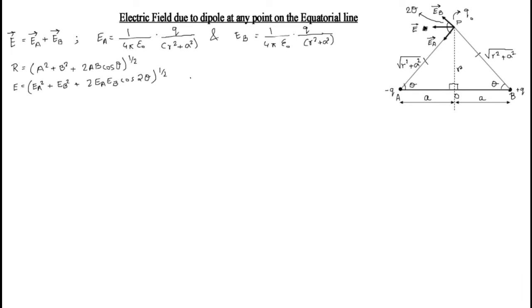But we know this EA is equal to EB from our previous calculation. See, from our previous calculation we know EA is equal to EB. So we can write the resultant electric field. We will replace EB with EA only. So if we do that, it becomes 2EA square, here also 2EA square cos 2 theta.